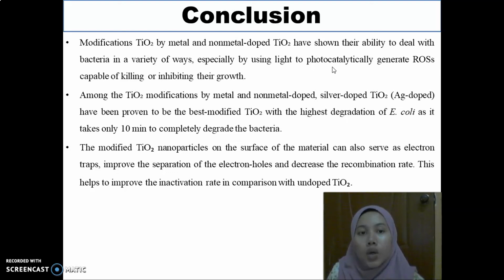The modified TiO2 nanoparticles on the surface of the material can also serve as electron traps, improve the separation of electron holes, and decrease the recombination rate. This helps to improve the inactivation rate in comparison with undoped TiO2.